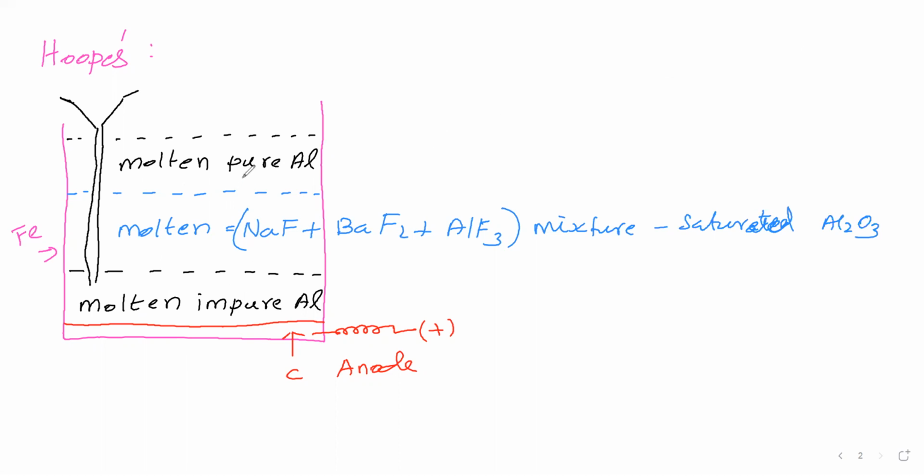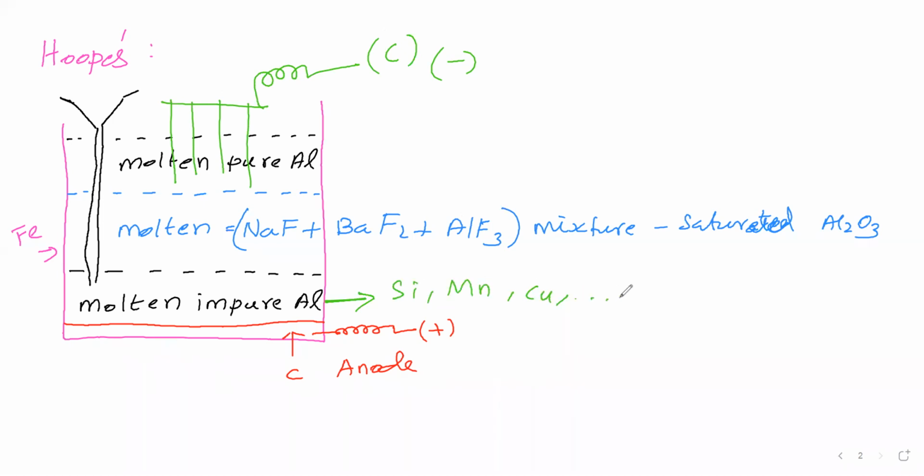Next, we keep carbon rods in the molten pure aluminum. These carbon rods act as the cathode. Now, this molten impure aluminum contains impurities. What are the impurities present in this? Silicon, manganese, copper, etc. are present in the molten impure aluminum. Now we take this for the electrolytic process.